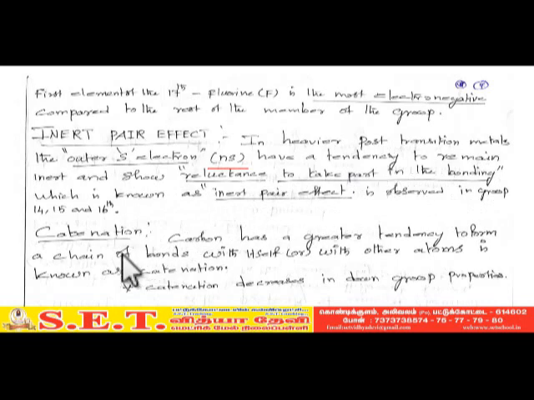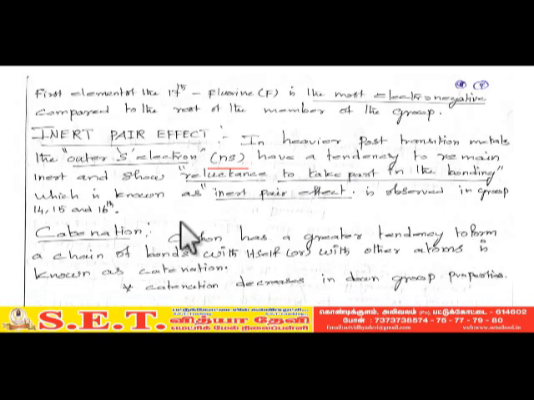In English, the ns electrons have the tendency to remain inert, and so reluctant, already I told you, hesitation, to take part in the bonding formation. This is known as inert pair effect. It is observed in the d block elements, 14th, 15th and 16th group. Next, catenation, it may be asked, repeated 2 more questions.